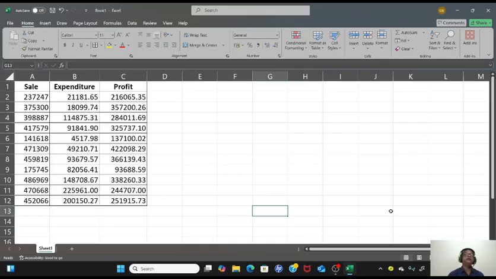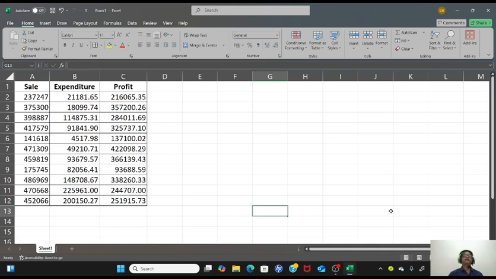Okay, this is an example from a company. Say several companies are there. We have their sale data. We have the data related to their expenditure and we have profit. Profit is obviously sale minus expenditure. We are getting the profit.